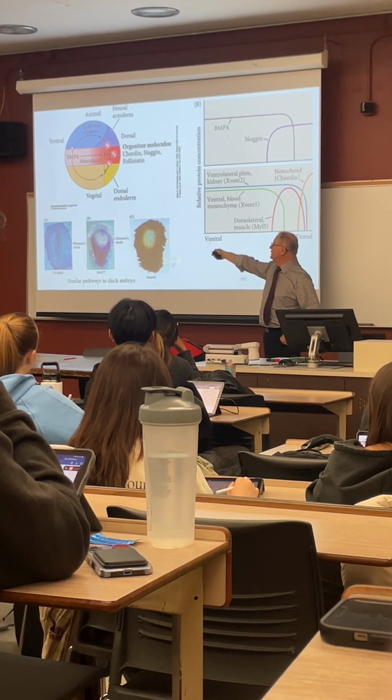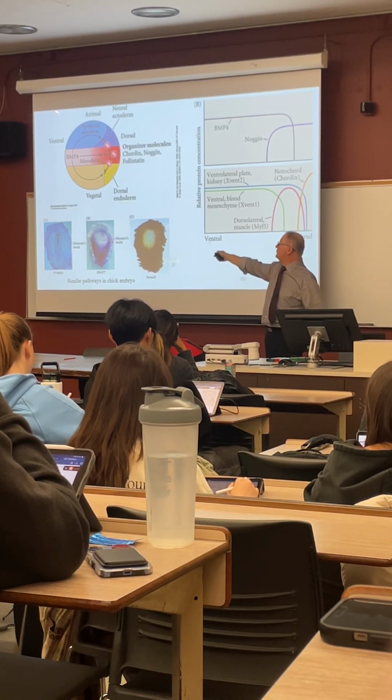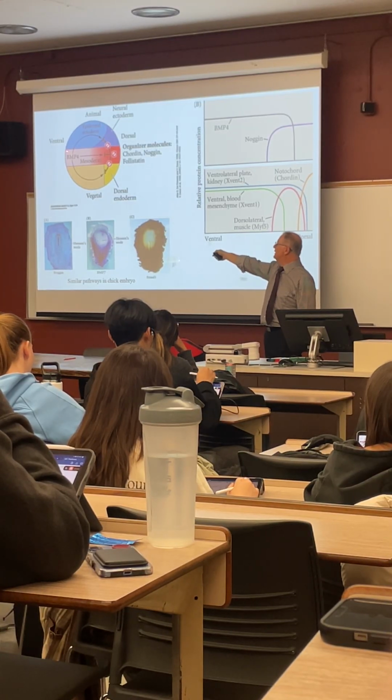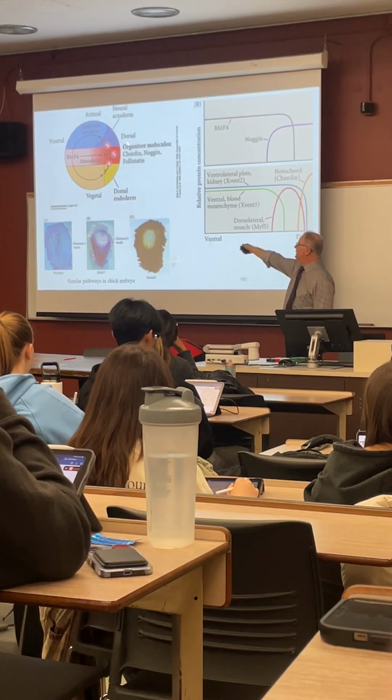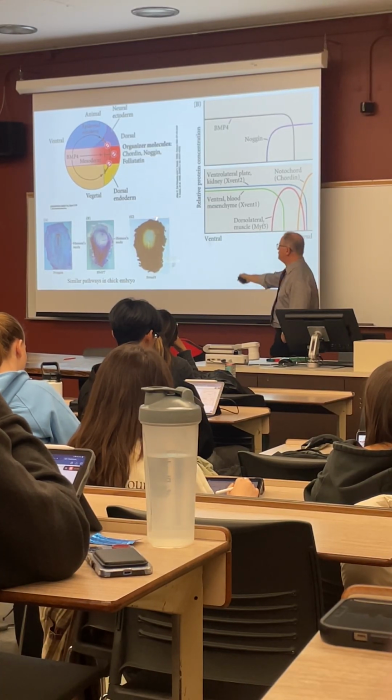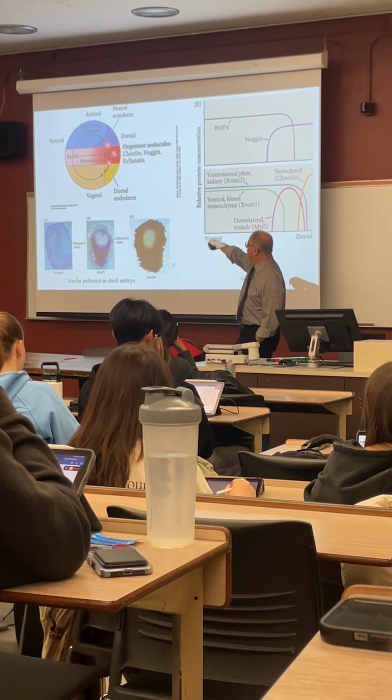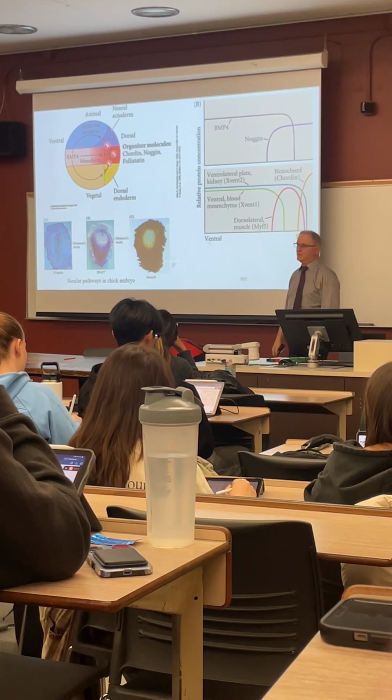On one side, it's going to be more ventral. Why is it more ventral? Because it has ventral molecules such as BMP and VENT1. On the other side, it's going to be more dorsal. Why? Because it has dorsal molecules such as glucoid and noggin and chordin and follistatin.